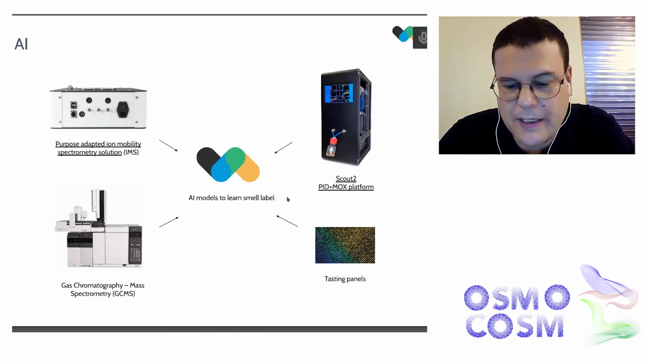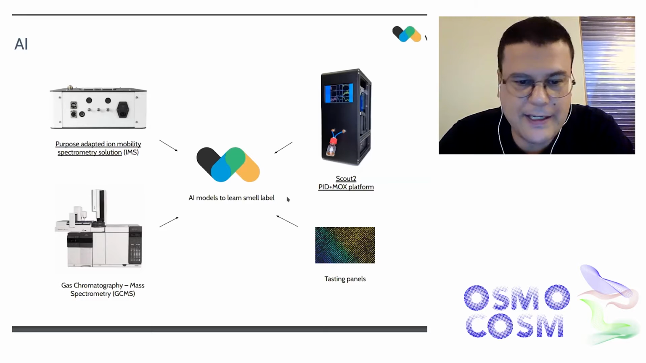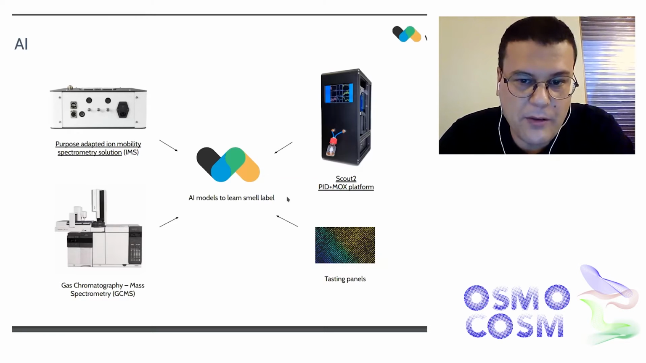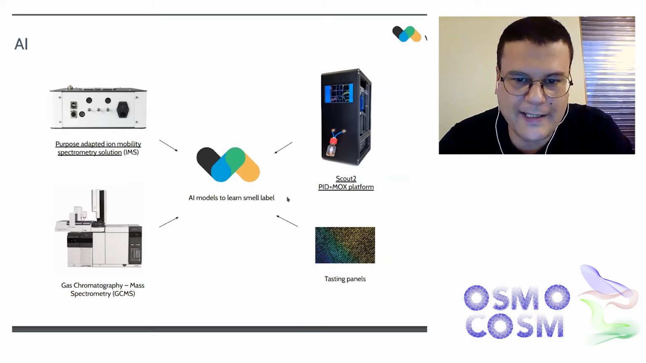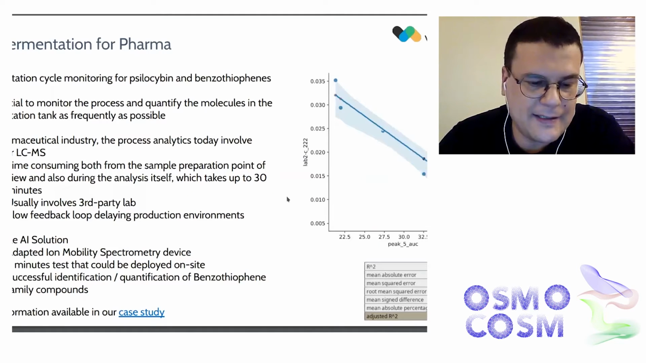Normally when we work with customers, we take samples from them and run them through these devices, but also in parallel, we run them through GCMS devices and tasting panels to obtain labels. And normally what we do is train models to recognize these labels using the signals from our devices. So today I'm going to present 2 use cases that we did during last year.